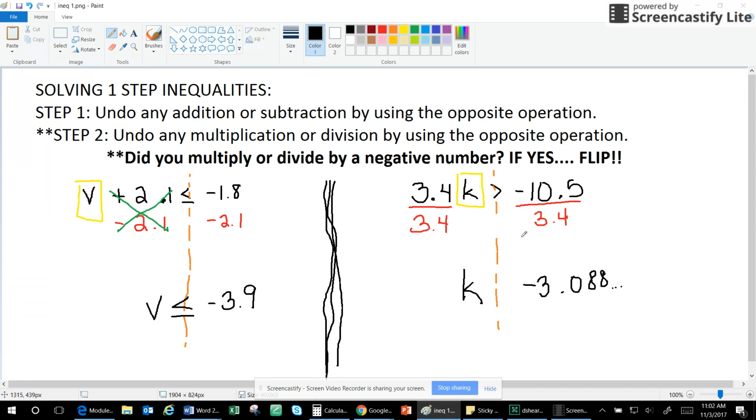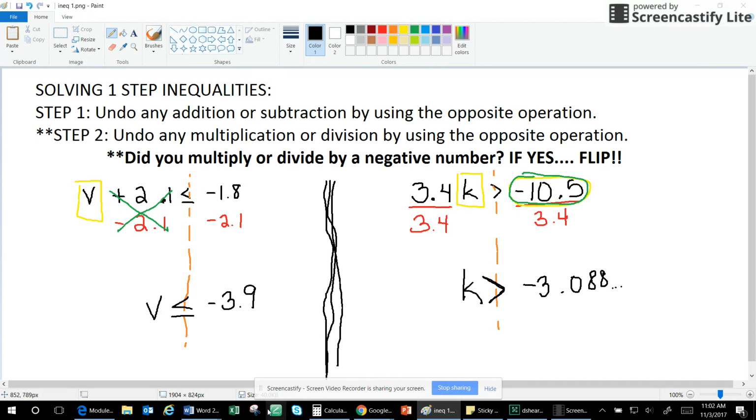And then I have to ask the question, did I ever multiply or divide by a negative number? And the answer is no. And I know what you might be thinking, but Mr. Shear, the negative 10.5, that you divided that. The way we have to think about this is that I was not the one who did it. That number was already there. Okay, I divided by 3.4. The fact that I divided into a negative number didn't change it. Okay, so this one would stay greater than.